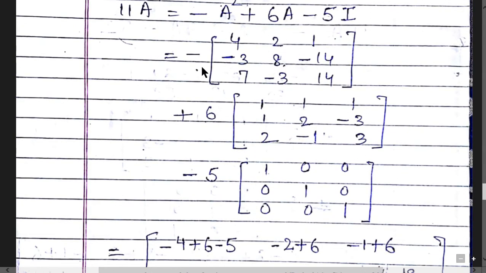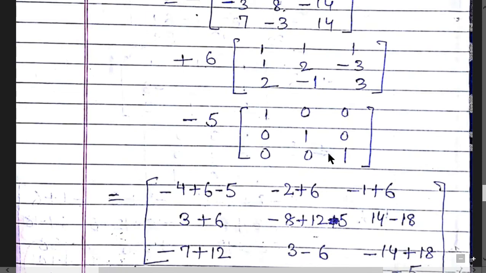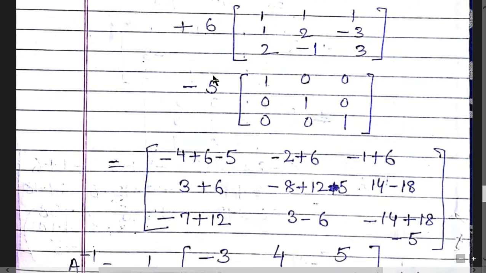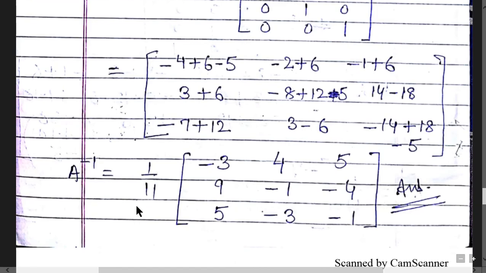Now calculate these values. Minus 4 plus 6 minus 5. Similarly, other values. Simply addition or subtraction is there after multiplication of one scalar with the matrix. That's minus 3, then 4, 5, 9, minus 1, minus 4, 5, minus 3 and minus 1. 1 over 11 is outside. It's the final answer.